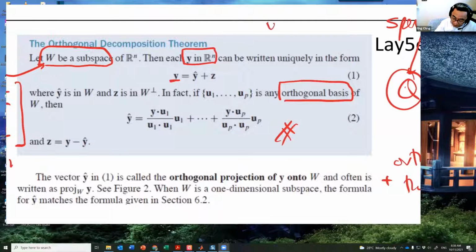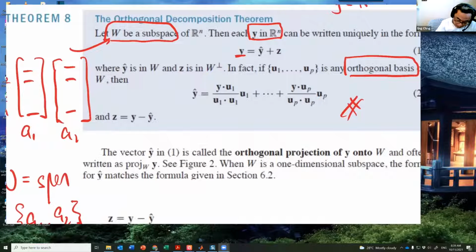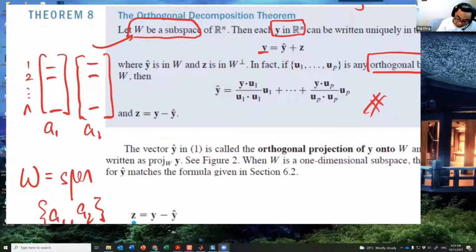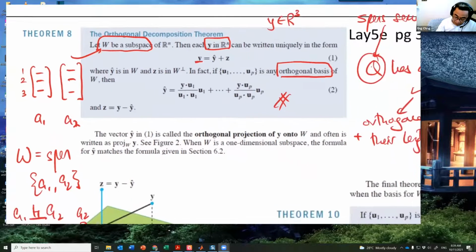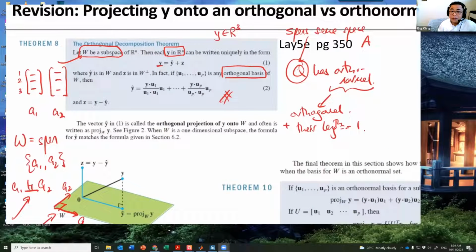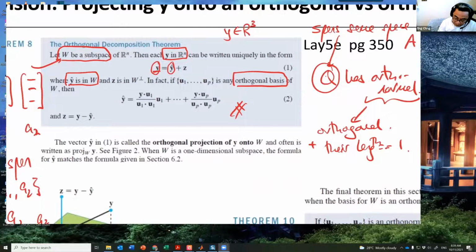For example, Y is in R3, and let's simplify it again. We only have three elements. So A1 has 3 elements, A2 has 3 elements, and Y has 3 elements, in R3. This Y can be broken down into two parts. One part, Y hat, is in the space of W, and Z is orthogonal to W.